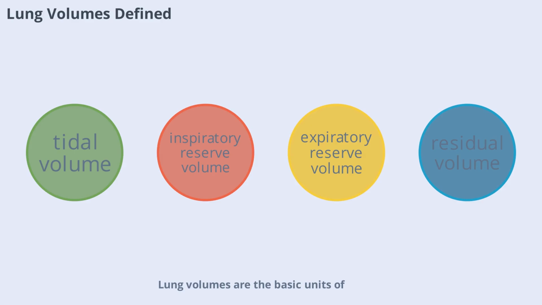Lung volumes are the basic units of lung function and cannot be further subdivided. There are 4 standard lung volumes: tidal volume, TV, Inspiratory Reserve Volume, IRV, Expiratory Reserve Volume, ERV, and Residual Volume, RV. Each represents a different aspect of the air we move or retain in our lungs.